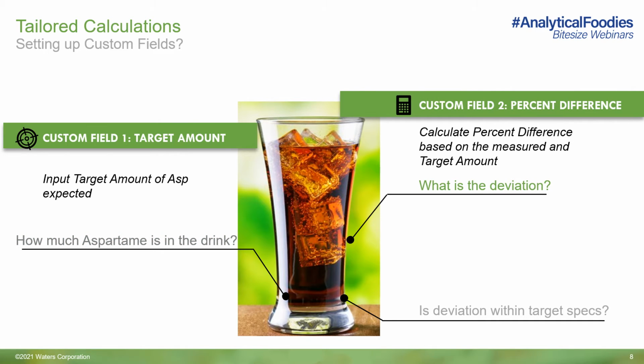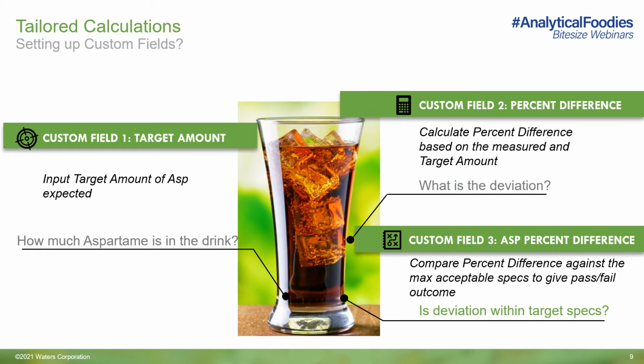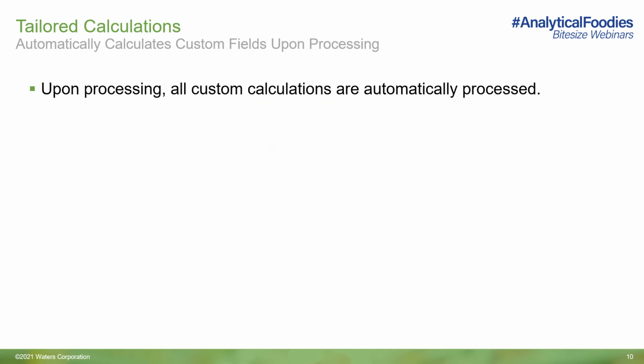Next, to determine the deviation between the measured and target amount, we have a second custom field, percent difference. Finally, to determine whether the deviation is within target specifications, we create a third custom field, aspartame percent difference. This allows us to compare the percent difference against the maximum acceptable specifications to give a pass-fail outcome. Upon processing, all custom field calculations are automatically calculated.